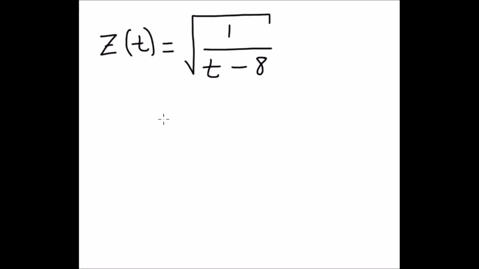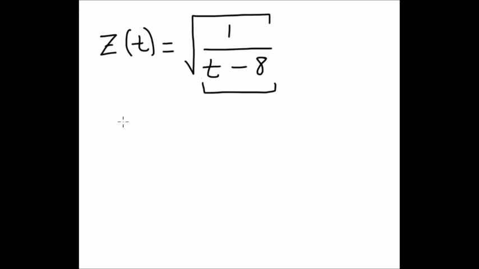For our final example, let's consider this function z of t. And I want you to notice that we've combined the two problems we had with our last two examples. We have both something in the denominator that we need to make sure is not equal to 0, and we have a term in a square root, which we need to make sure is non-negative. It doesn't really matter which order you go with.